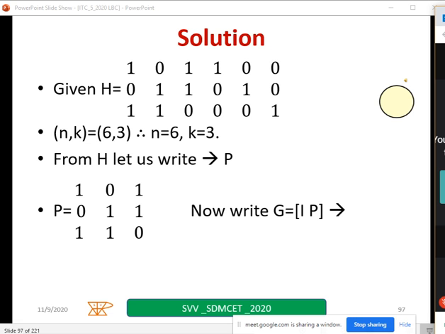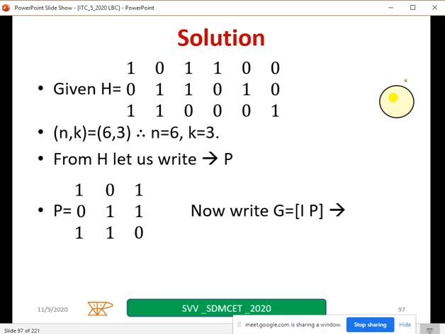Now once you get a P, write down G, a generator matrix, equal to I followed by P. Identity matrix followed by parity matrix. Write down the G. And once you write G equal to, if you can type the G or a particular row, you will come to know which row you have typed in the chat box.